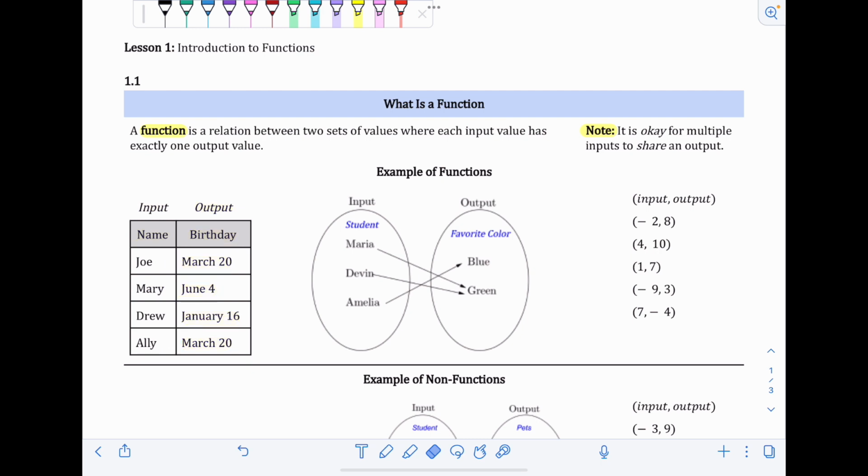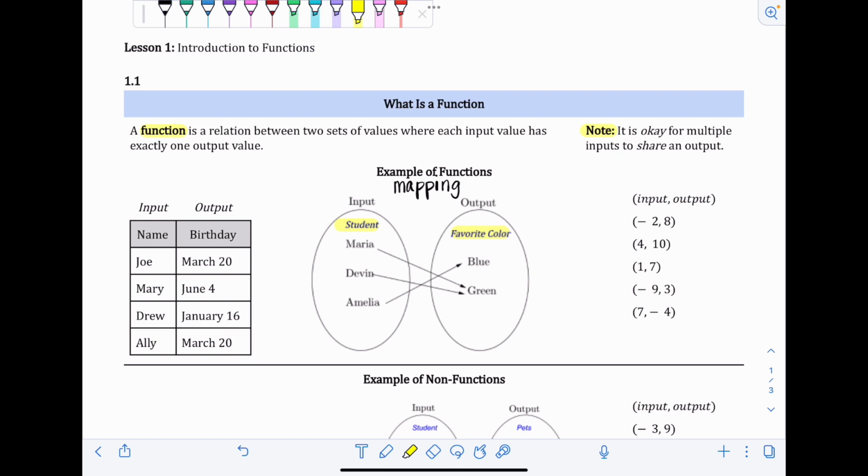Okay, so moving on to this middle section right here. On the left, that was a table. This is an example of a mapping, where there are two oval shapes and you have the input values on the left and arrows pointing to the output values on the right. That's called a mapping. So on this mapping or this function, we have a list of students in our input bubble, and in our output bubble, it's pointing to their favorite color.